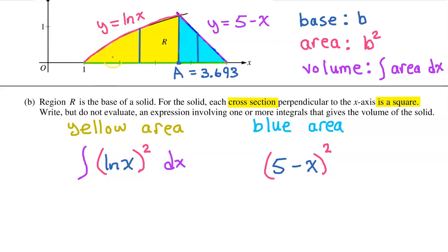These slices are stacked up between 1 and A. So on this side, we will integrate from 1 to A. And then for the blue part of the solid, we will integrate from A to 5, because these slices are stacked up between A and 5. This is an expression that we can type into the calculator.